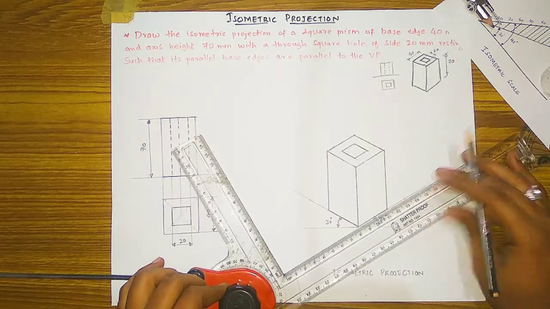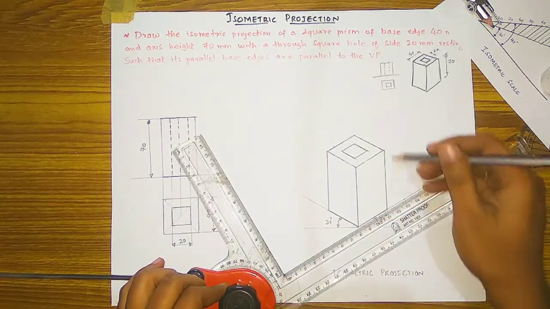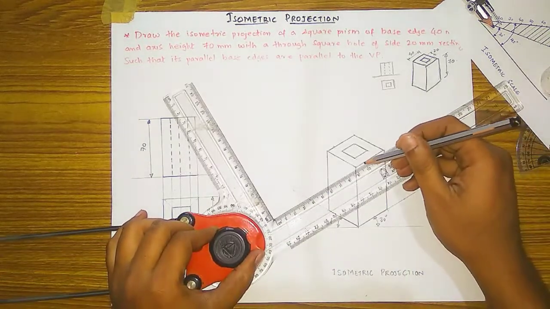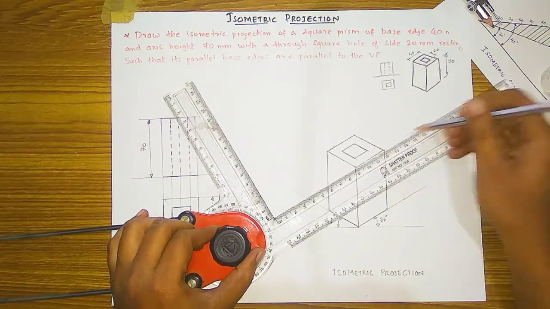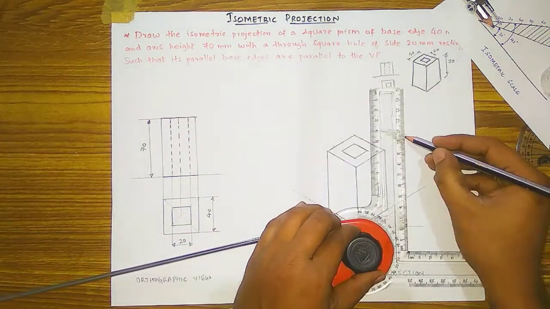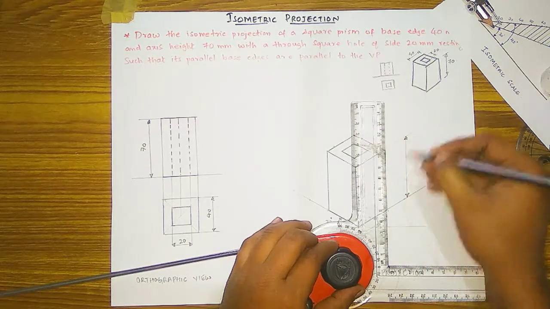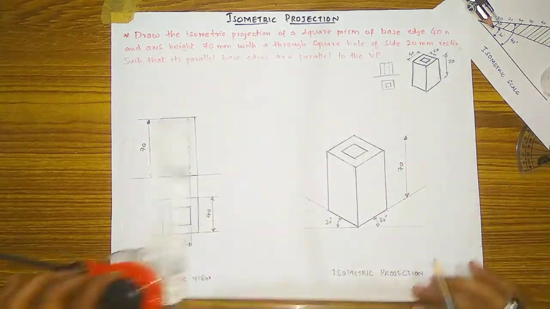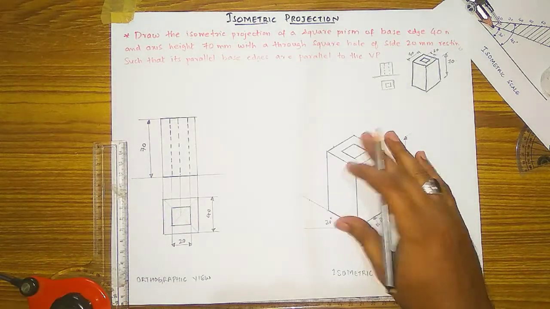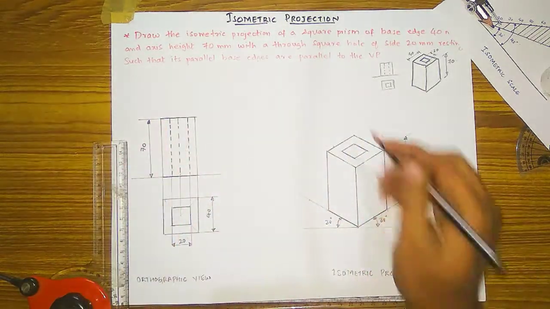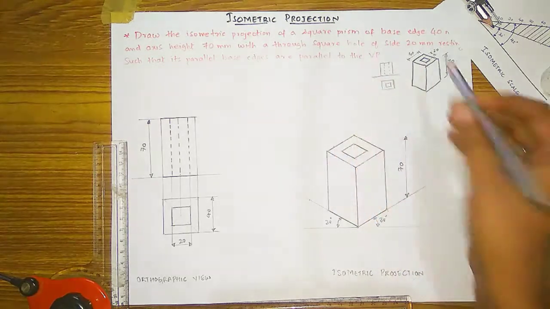Then after you have to show the height of this lateral surface by taking extension lines and dimensioning line, and its height, the axis height, is how much? 70 mm. Show the 70 mm, and this is the isometric projection. So this is the complete solution of a square prism having a square hole of 20 mm.